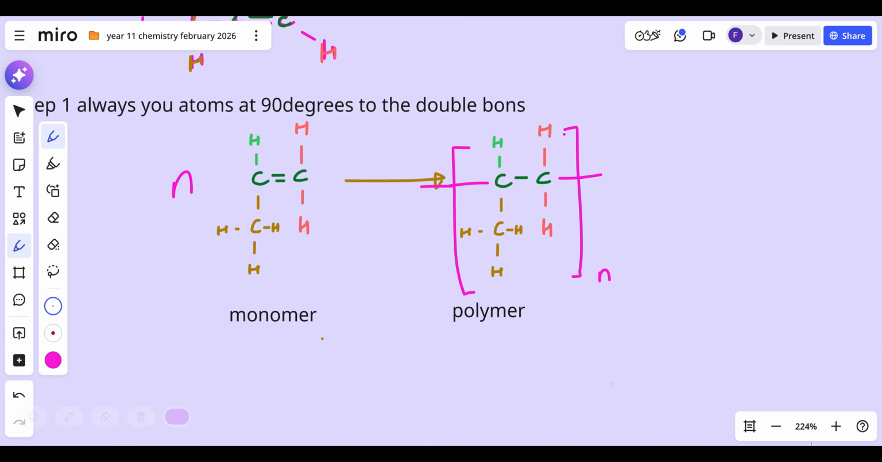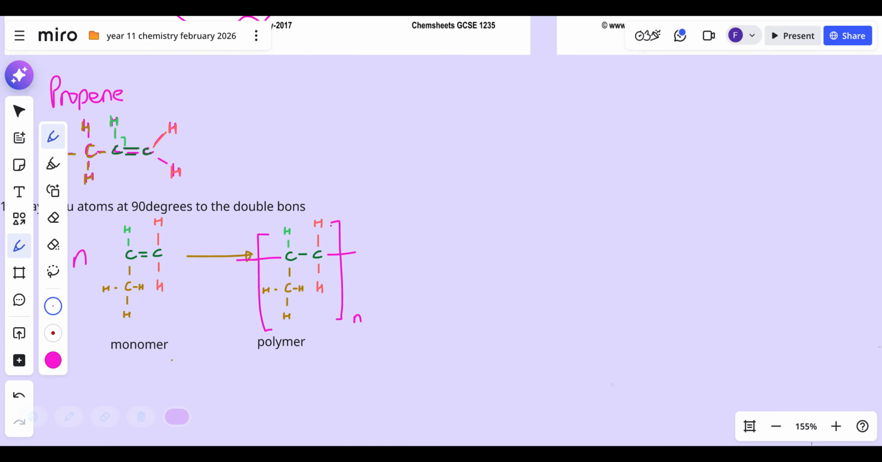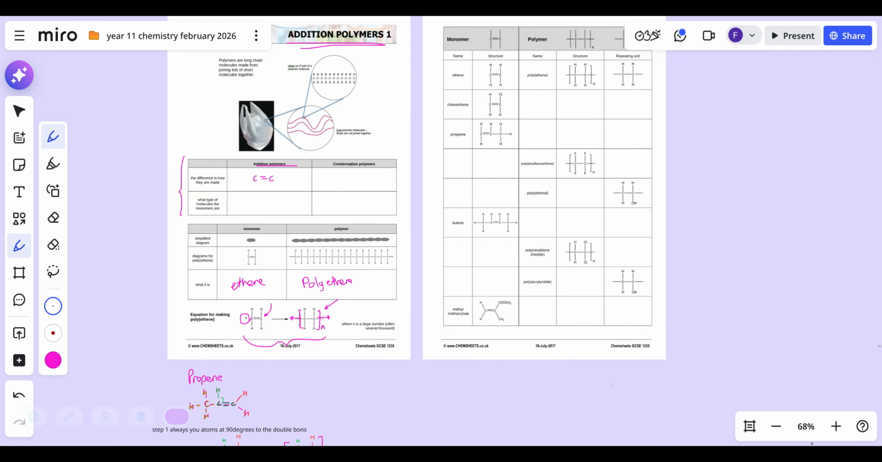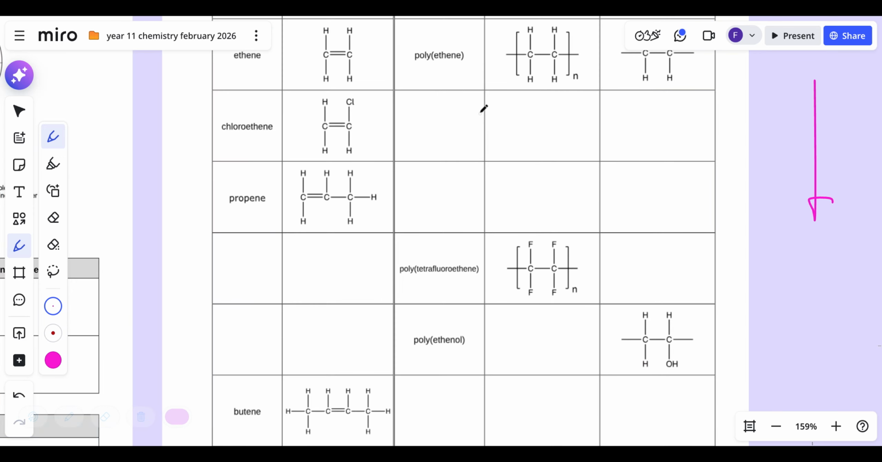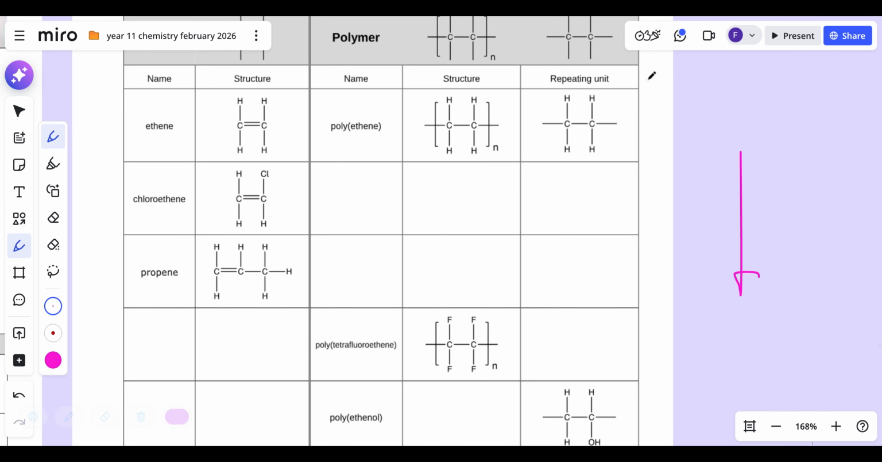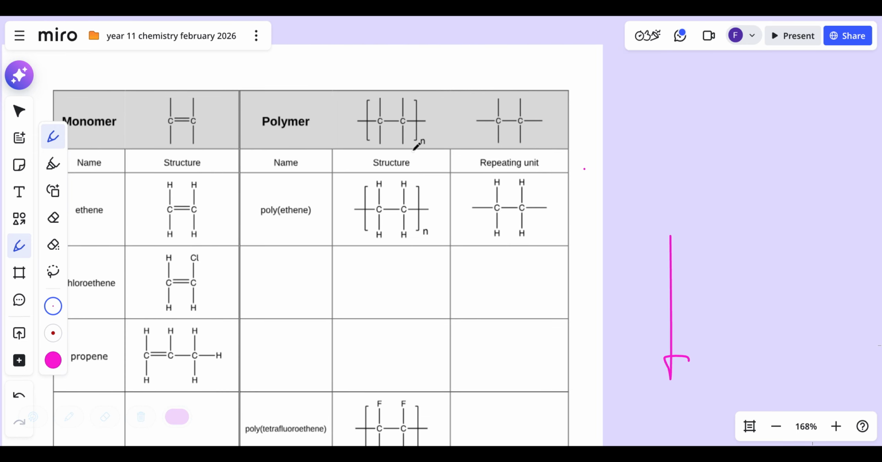And I did propene. This is like a jigsaw. You must do many of them. And here you go. The repeating unit, I'll do a repeating unit. So the structure is the end.